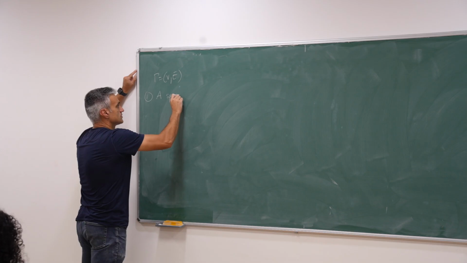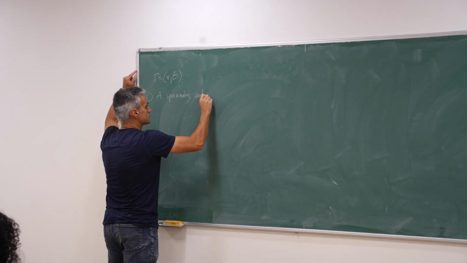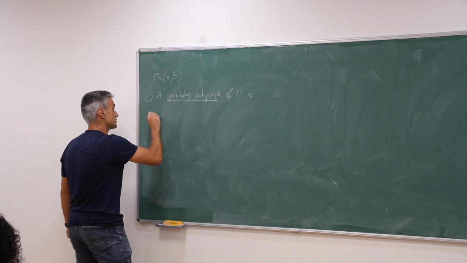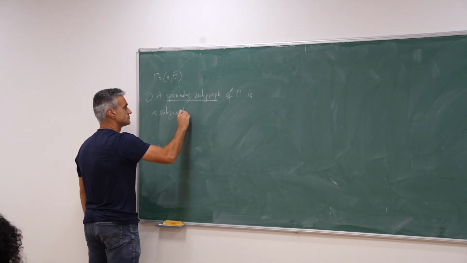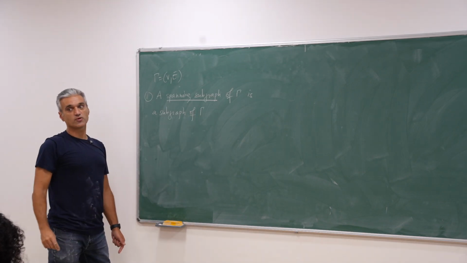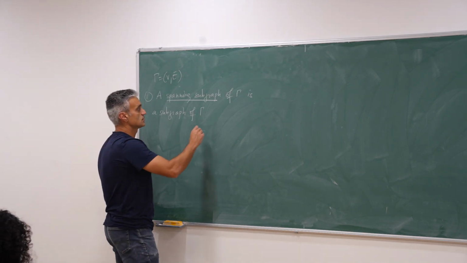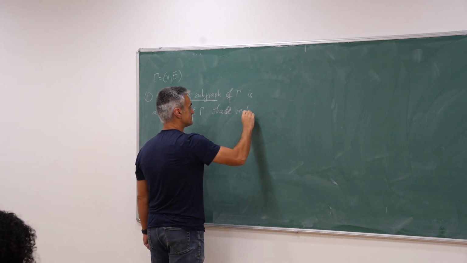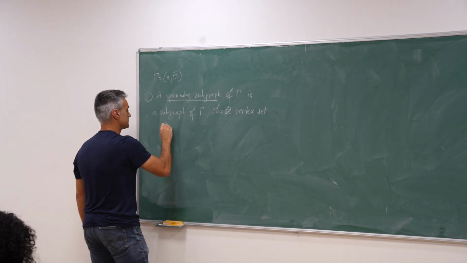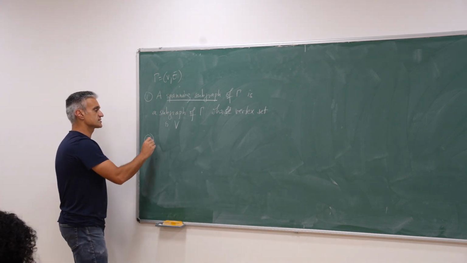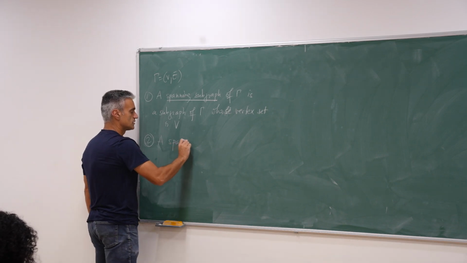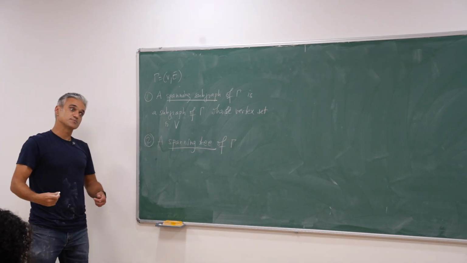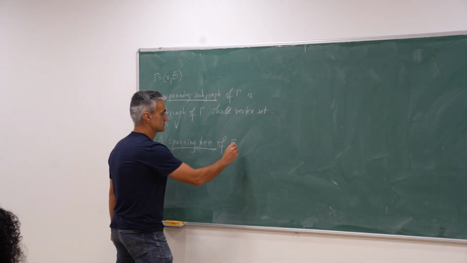A spanning subgraph of gamma is obviously a subgraph of gamma, but it is the one in which you keep all the vertices. So you just delete some edges. So it's a subgraph of gamma whose vertex set is V. And then second, what is a spanning tree of gamma? Well, surprise, surprise, it's a spanning subgraph that is a tree. That's all it is.